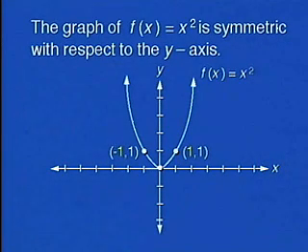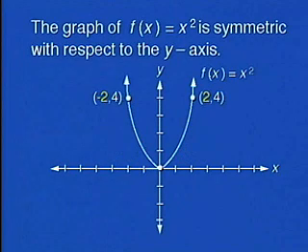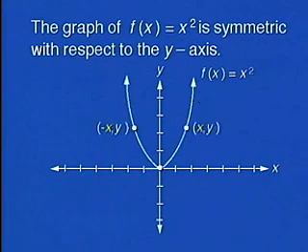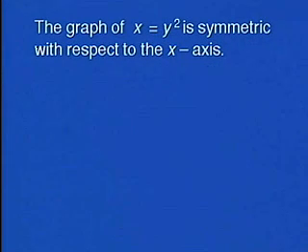We notice that whenever (1, 1) is on the graph of f, so is the ordered pair (-1, 1). Whenever the point (2, 4) is on the graph of f, so is the point (-2, 4). In general, we notice that whenever the ordered pair (x, y) is on the graph, so is the ordered pair (-x, y). Let's take a look at another example. Let's look at this time an example of symmetry with respect to the x-axis.